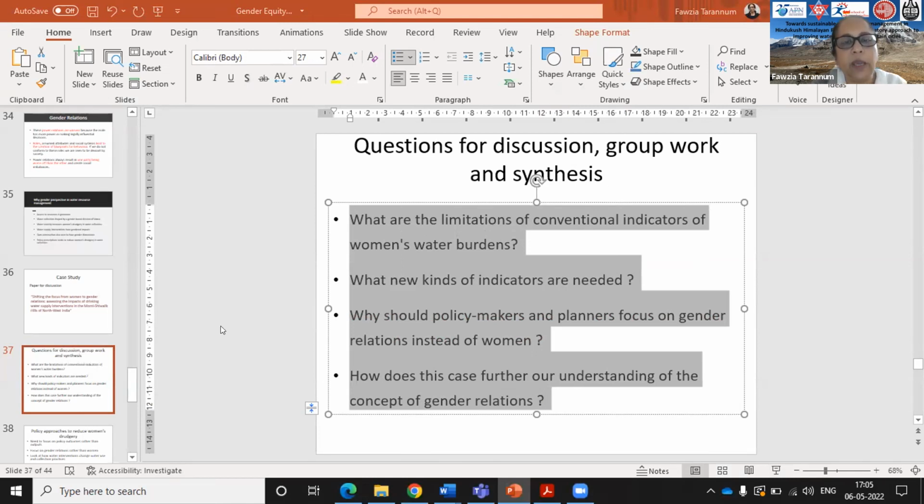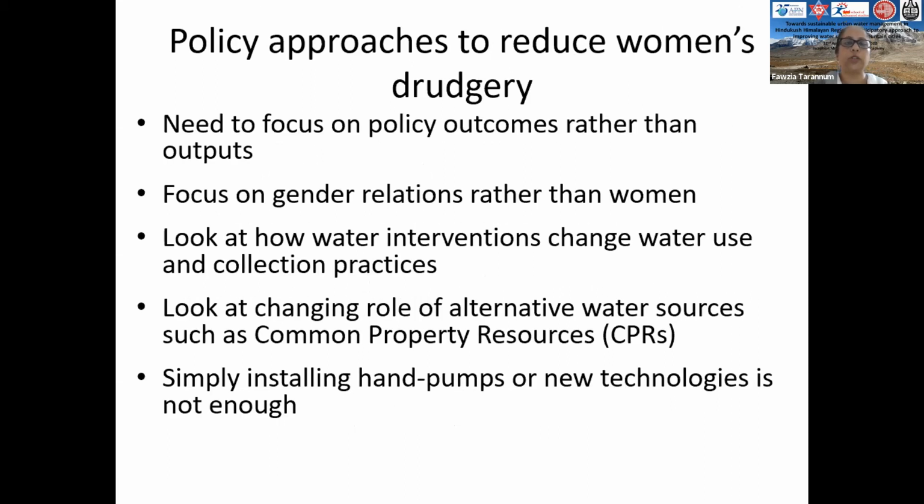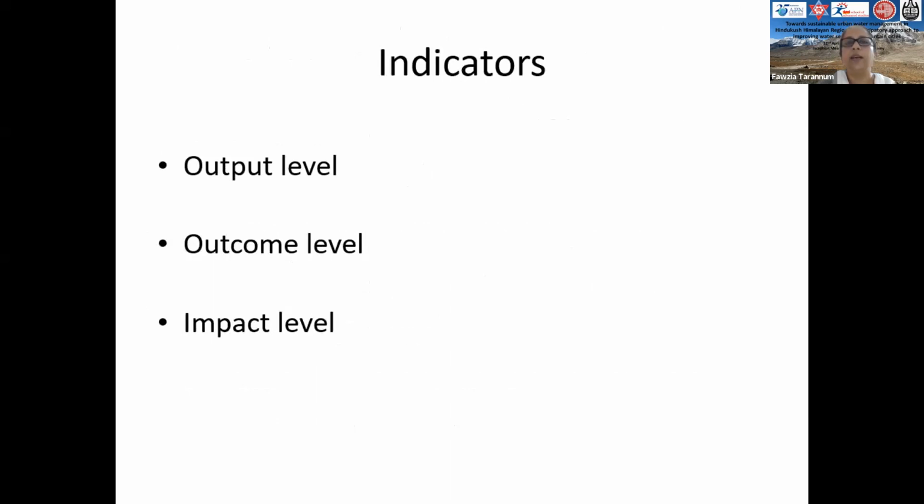After you have read the paper, I would suggest that you look at these questions and try to find responses to them. The subsequent slides are around that discussion on the questions, so I will skip those slides as well. Just keep in mind, while you are reading the paper, the three levels of indicator. When we do data collection in the field, we should not just focus on the output level indicator, but also look at outcome level and impact level indicators.